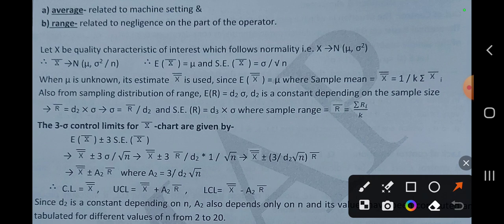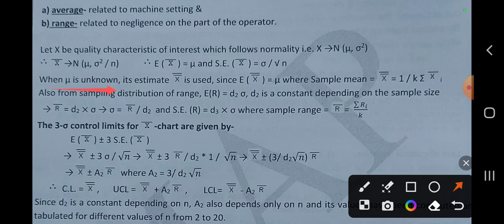The first is the central line. The expectation of x bar is equal to mu, so take the value of mu as it is and plot this as a central line. The upper control limit should be taken as mu plus sigma upon root n, and the lower control limit should be taken as mu minus sigma upon root n. If we are interested in 3 sigma control limits, we just have to multiply this value by 3.